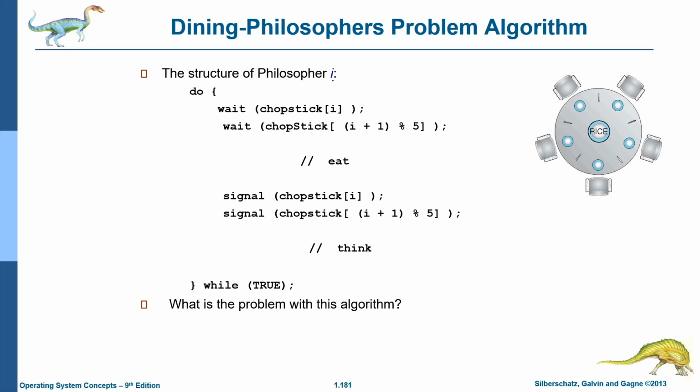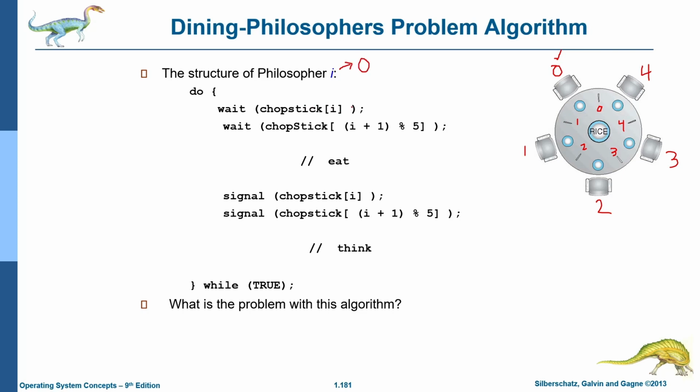Look at this, the structure for philosopher i. Let me number the chopsticks again, 0, 1, 2, 3, 4, and the philosophers also, philosopher 0, 1, 2, 3, and 4. If philosopher i is running this program, then if they want to eat, what would they do? Let's take the example of philosopher 0. Philosopher 0 would want to pick up chopstick 0 and chopstick 1. So for philosopher 0, i is equal to 0, so chopstick i is chopstick 0.